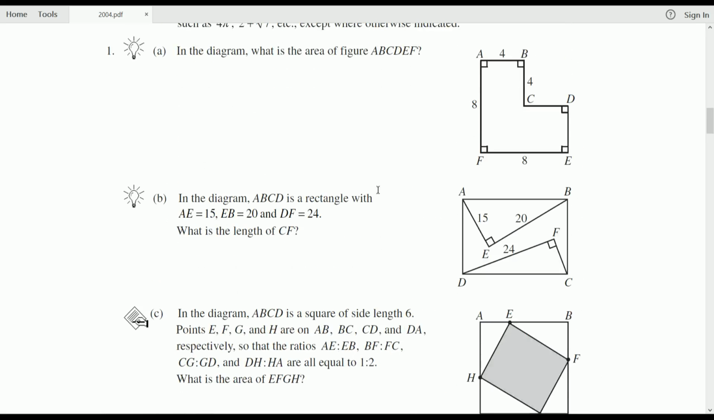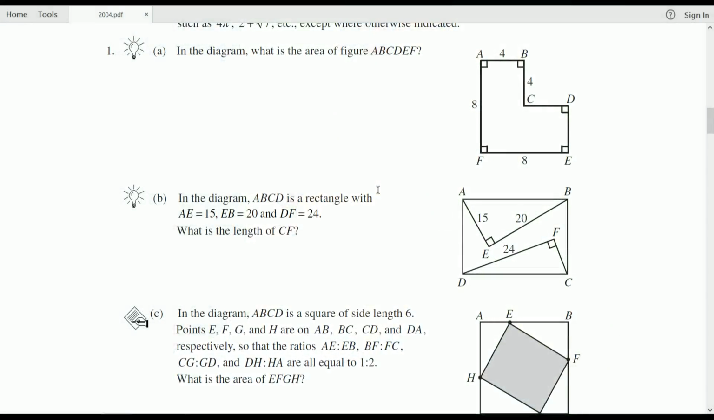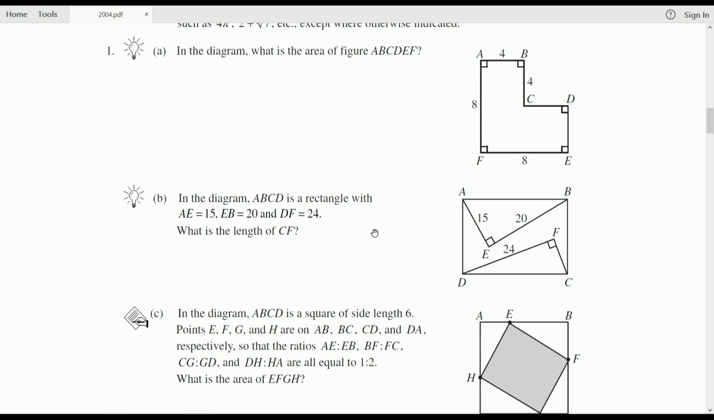So, I've got my pen ready. Hopefully you've had yours ready, and you've already given this a shot. And we're going to open up our notepad and get this started. Okay, so Euclid 2004. Alright, so let's read that first question. 1A. In the diagram, what is the area of figure ABCDEF?